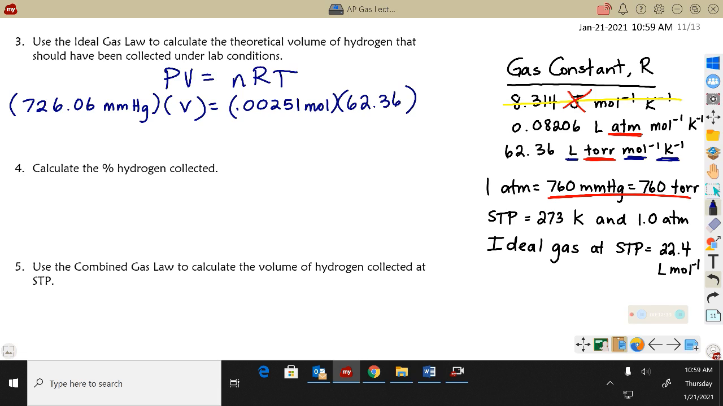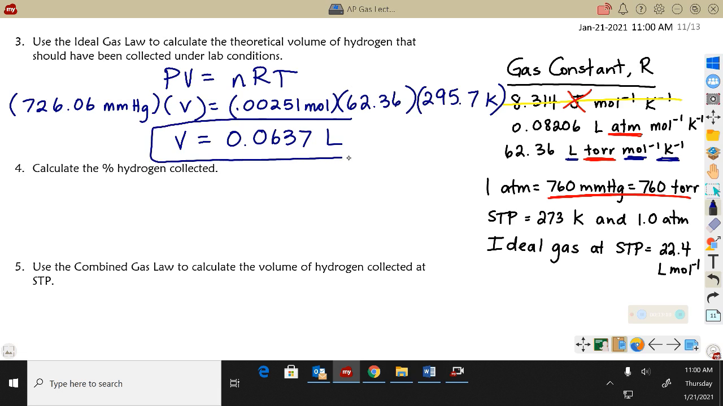And so now I need to go back and find my 22.7 degrees Celsius. In the packet, they'll give you the conversion between Celsius and Kelvin. So if I add 273, I'm at 295.7 Kelvin. Then I can just plug this all in, and out comes my volume. And again, I think I'm going to leave 3 sig figs on my volume. So maybe 0.0637, and it's going to come out in liters. That's why it's kind of a small number.